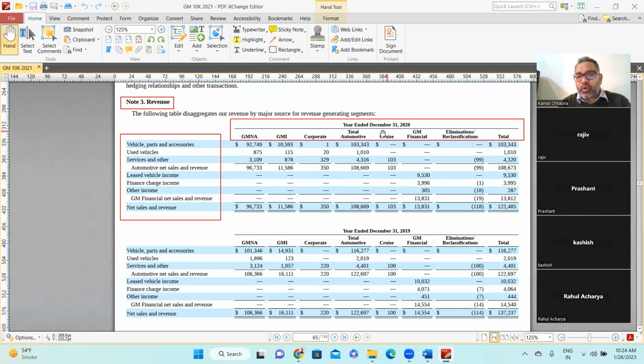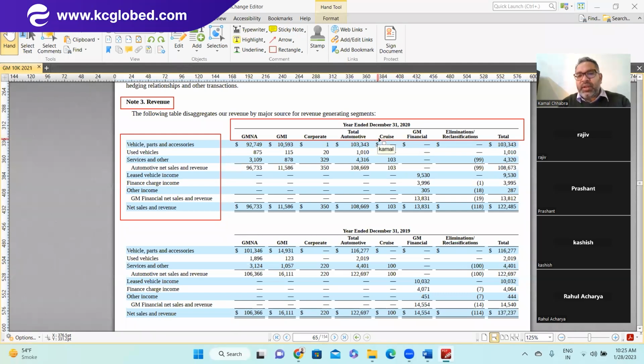In addition to that, they have two businesses, Cruise business and GM Financial. What is the Cruise business? Cruise business is, like, driverless cars basically, right? So they have set up another company called GM Cruise, right? And in which they are doing all the experiments and going through all the, you can say, government approval processes for ensuring that the government will approve driverless cars to work, right? So for that they have created a separate entity, and that entity has generated $103 million of revenue.